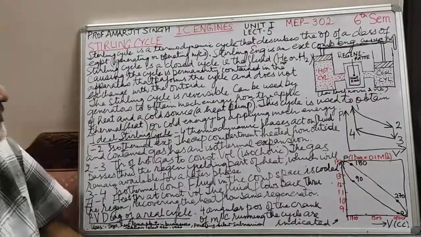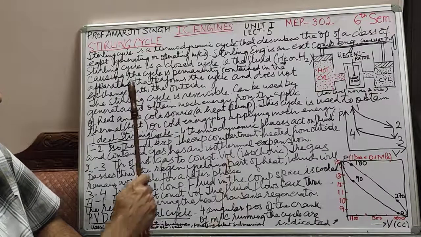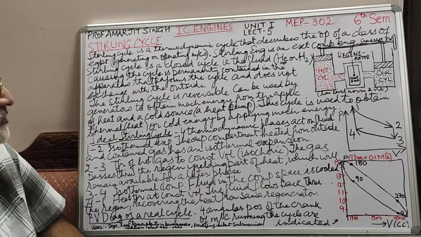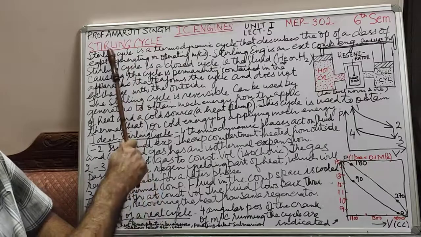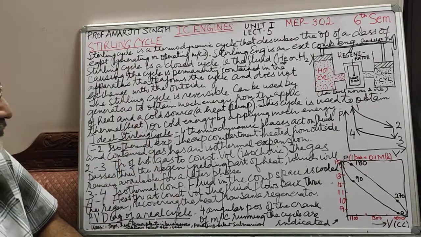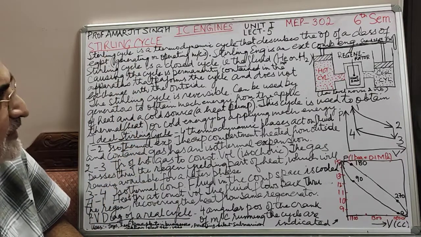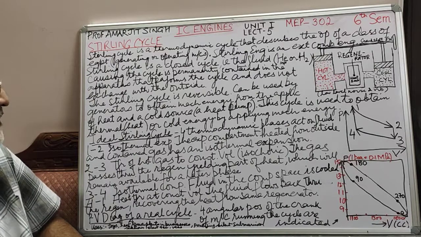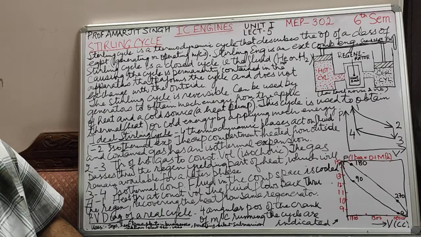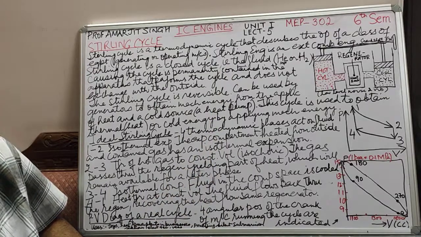Now we come to lecture 5. Having seen the earlier cycles, Otto, diesel, dual combustion, Carnot, let us have a look at the Stirling cycle. The Stirling cycle is a thermodynamic cycle that describes the operation of a class of equipment generating or operating machines. The Stirling engine is an external combustion engine.